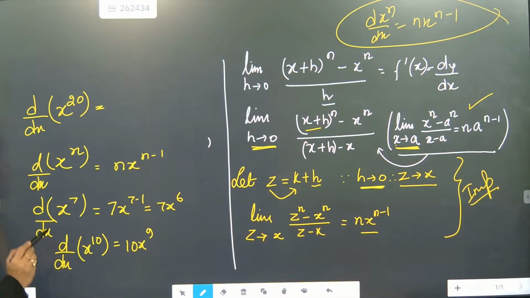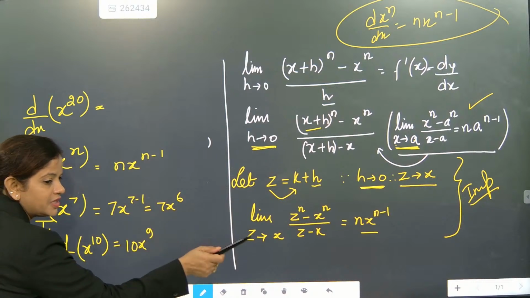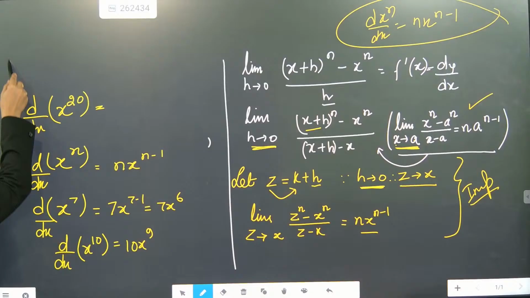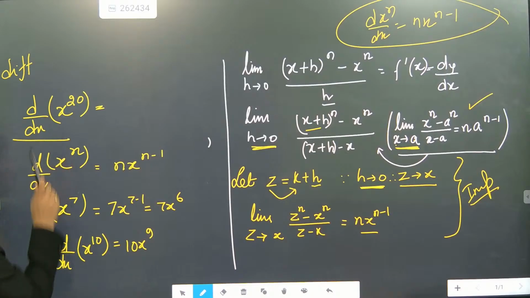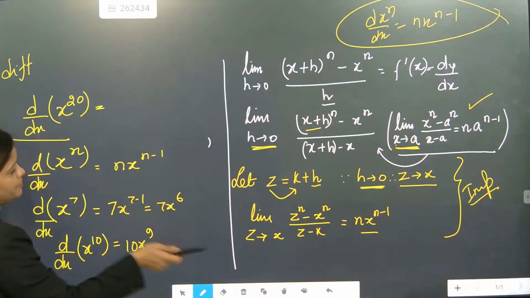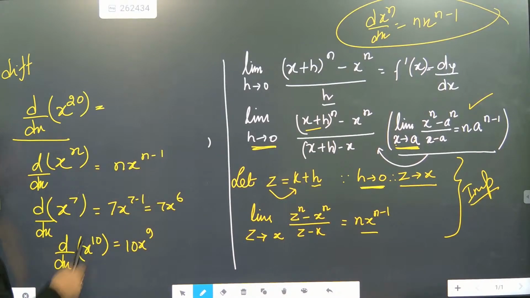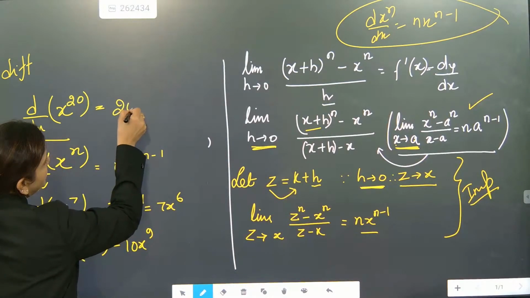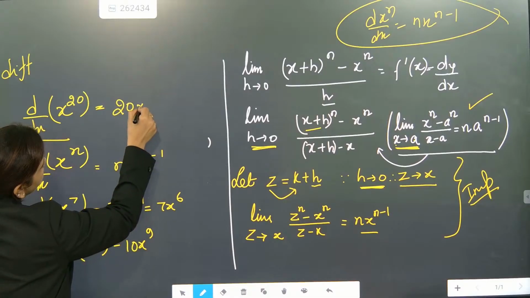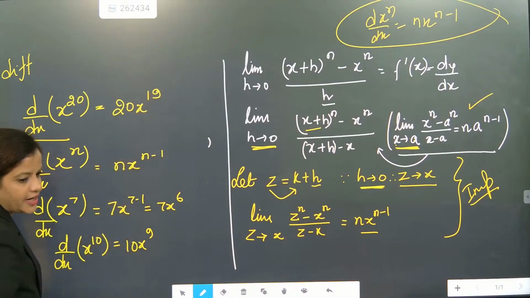Come on, by seeing this part, because every time we don't have to prove. If they say prove by first principle, then use this method. And if they say only differentiate, then what will be the answer? Differentiate this, not by first principle, but by the direct differentiation rule. Tell me, what is the differentiation of x to the power 20? Absolutely, very good. It will become 20 x to the power 20 minus 1, 19.